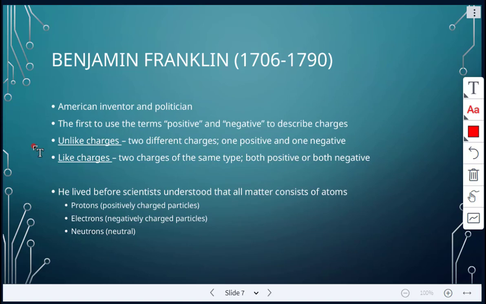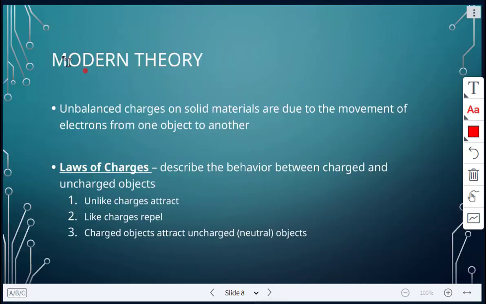So he lived at a time when protons, electrons, and neutrons hadn't been discovered yet. He lived before scientists understood that all matter consists of atoms. Okay, so now we know protons are the positively charged particles, electrons are the negatively charged particles, and neutrons are neutral. And so the modern theory is that the unbalanced charges on solid materials are due to the movement of electrons from one object to another. So it's the movement of electrons.